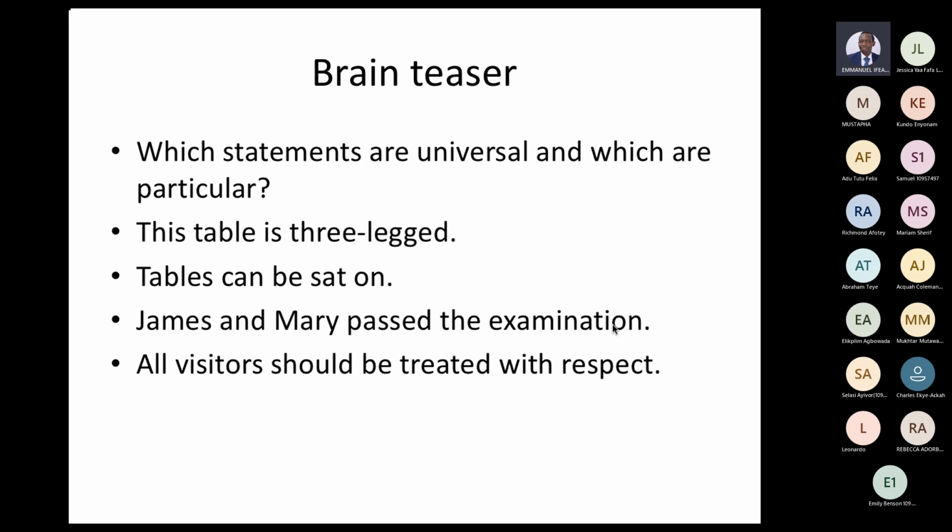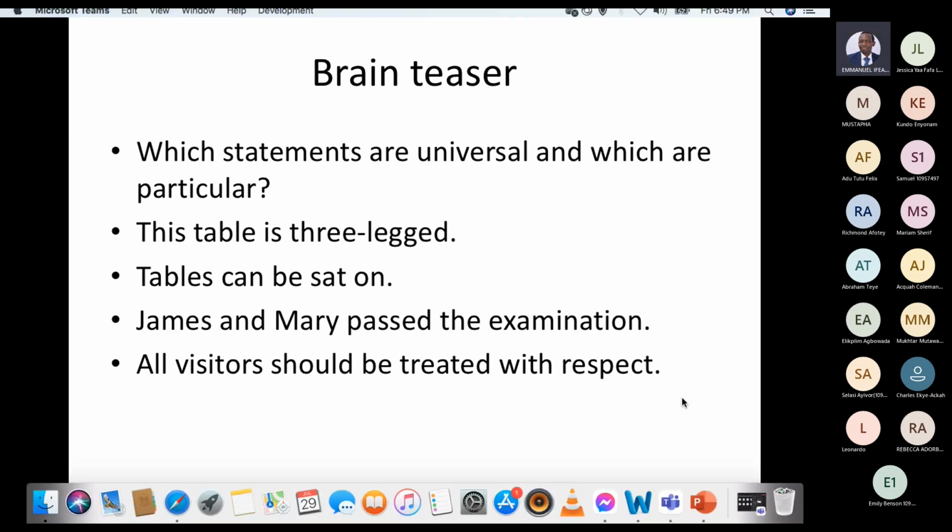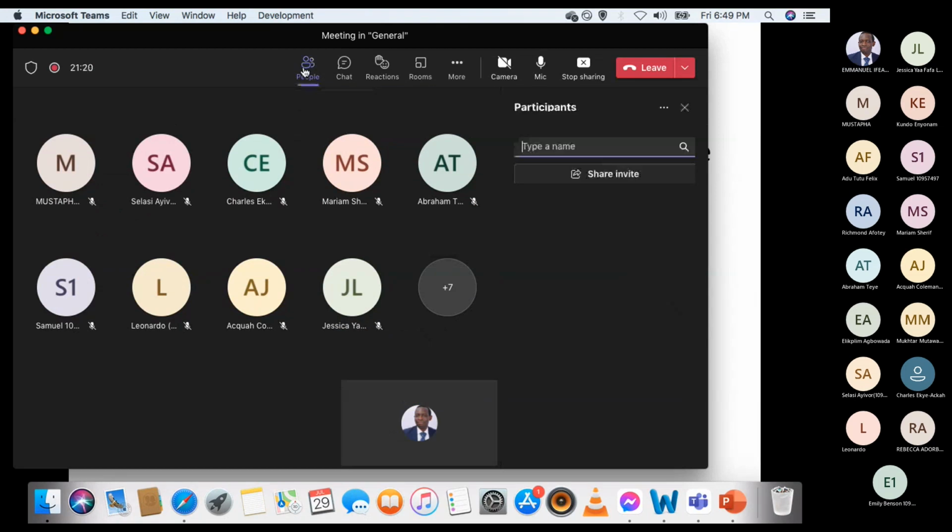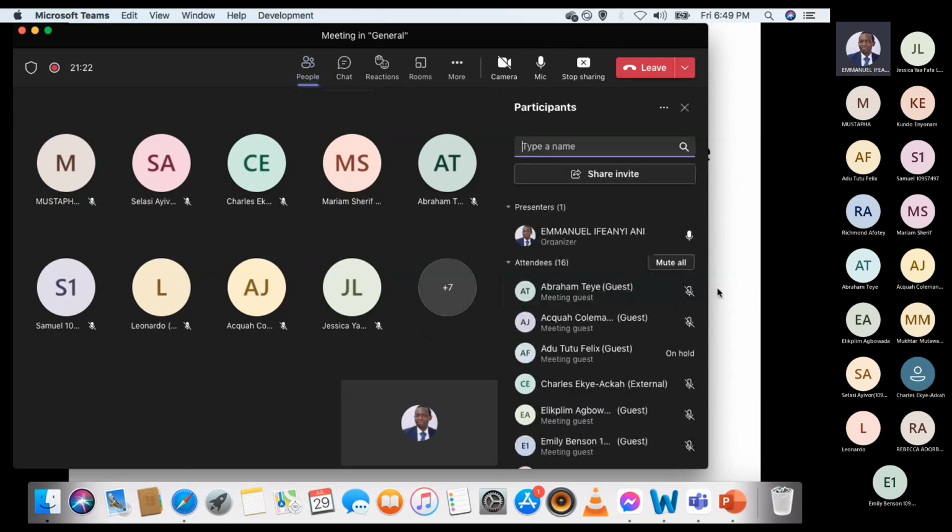Now let's do a little exercise. Which statements are universal and which are particular? This table is three-legged. Is it universal or particular? So any of you can answer that by raising your hand or unmuting your microphone.